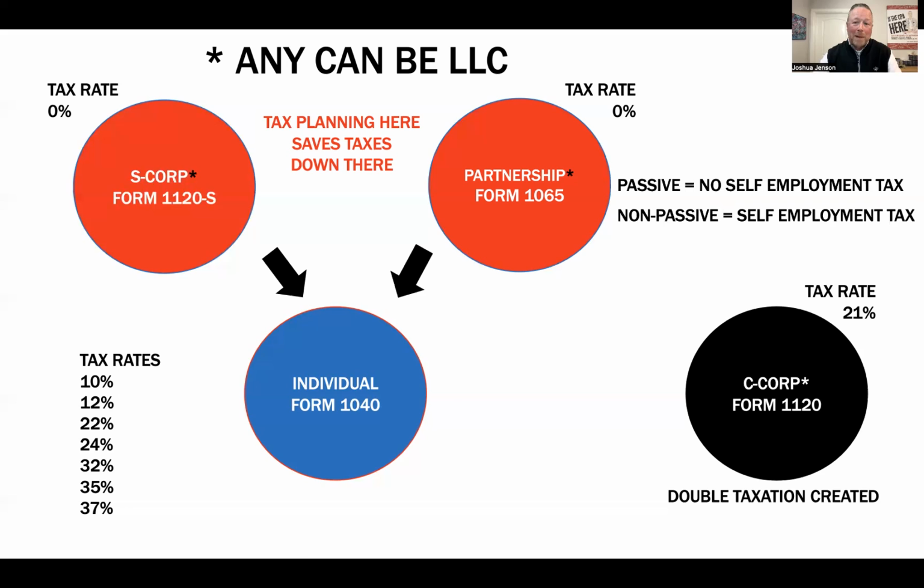That's why really for my clients, I'm only going to have them set up a partnership for their passive activities, because it will not be subject to self-employment tax. Self-employment tax is an extra 15.3% tax. Now that is down at the individual level, but that's on top of the tax rates that you're seeing there in the bottom left corner. Now the S corporation yields no self-employment tax, whether you're active or not.